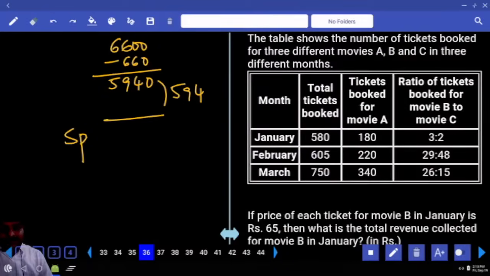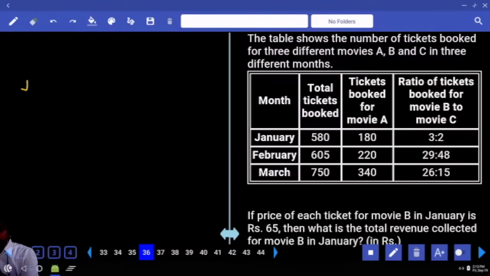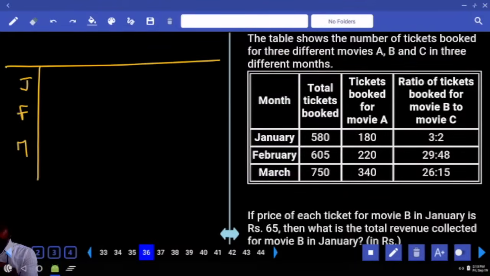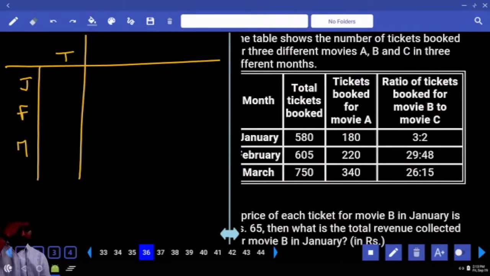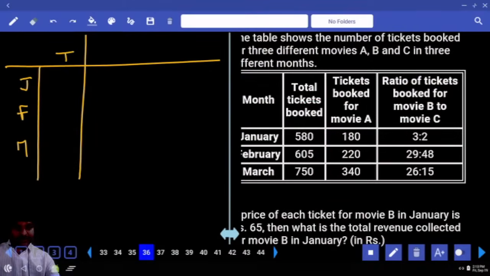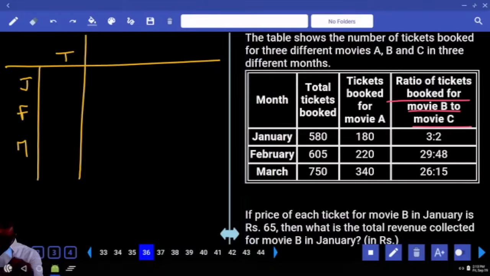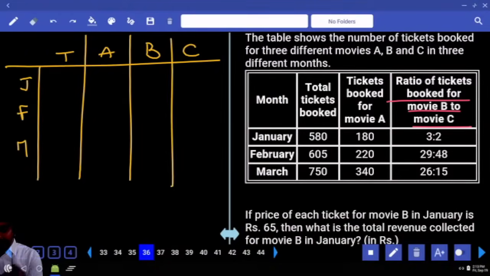The table shows the number of tickets booked for 3 different movies ABC in different months. Total number of tickets booked for January, February, March. We have total tickets booked for movie A and ratio of tickets booked for movie B and C. So we have A, B and C.